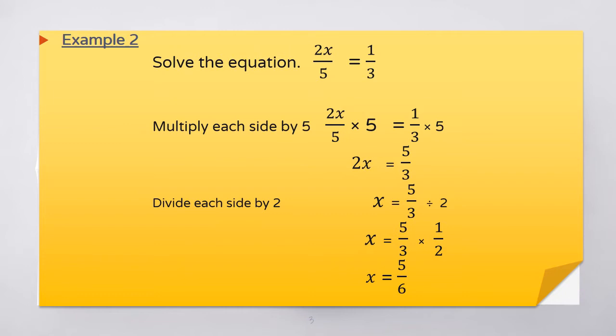We want to find out the value for x. Therefore, we should divide each side by 2. Once we divide the left hand side by 2, we are getting the answer as x. Then look at the right hand side. We should divide 5 upon 3 by 2. Write this whole number 2 as a fraction. Then take the reciprocal of 2 upon 1. Then it's becoming 1 upon 2.